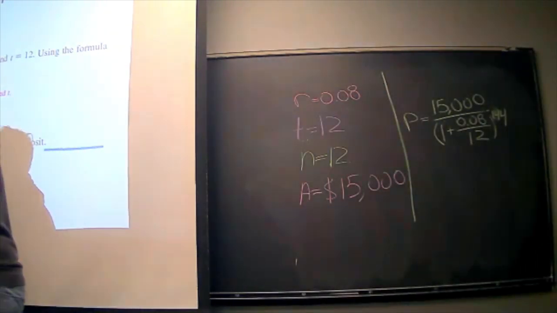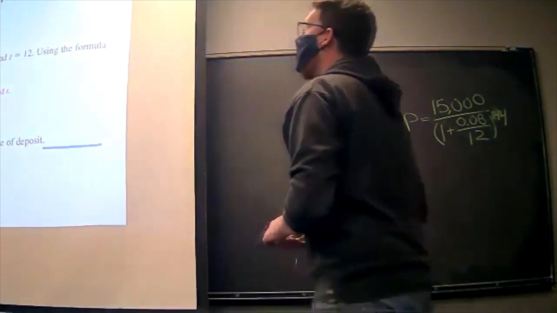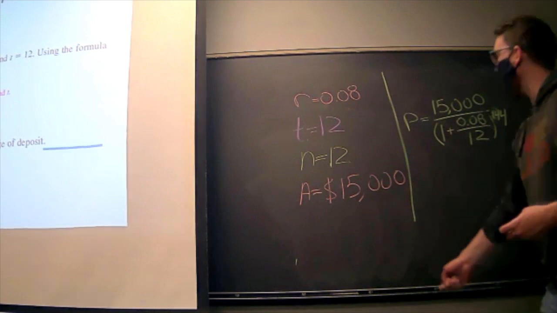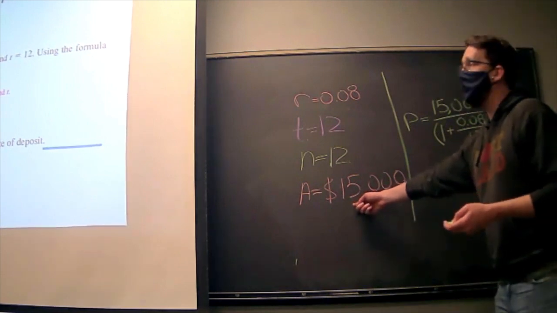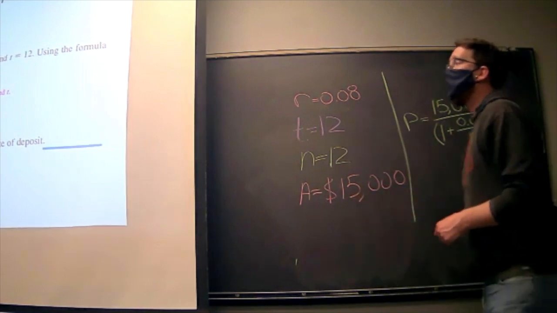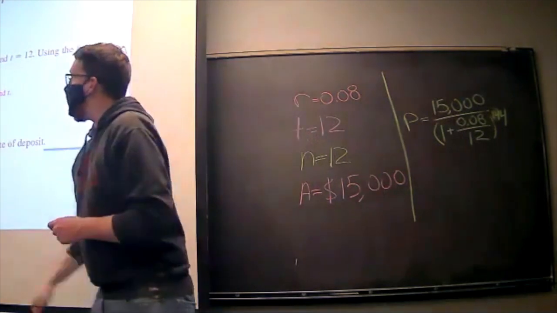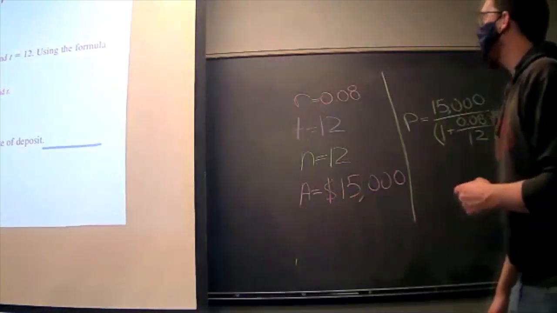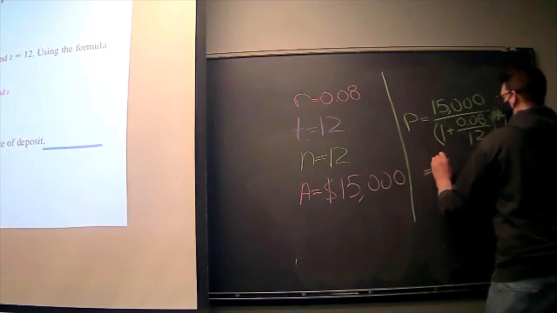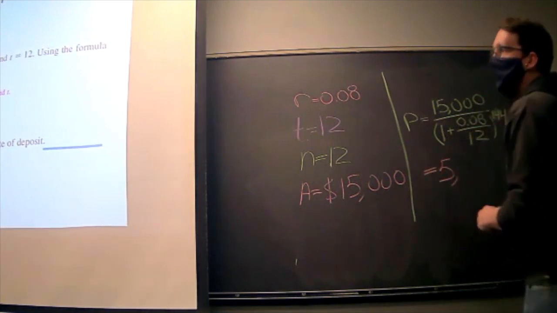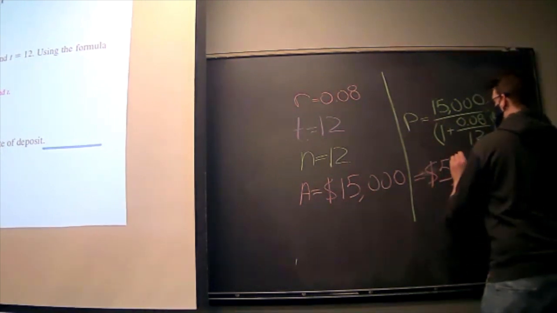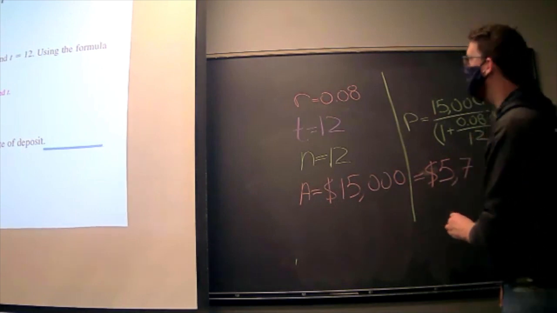That means today, if we want in 12 years our CD to pay out $15,000, right here, right now, based on this information, we need to put in $5,761.72.